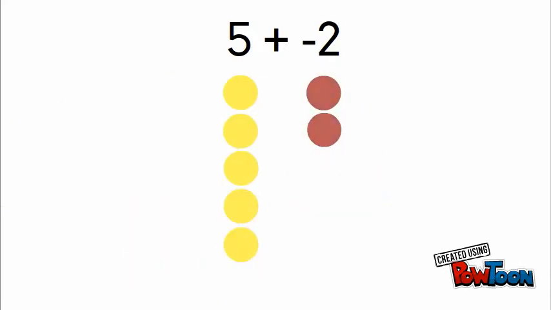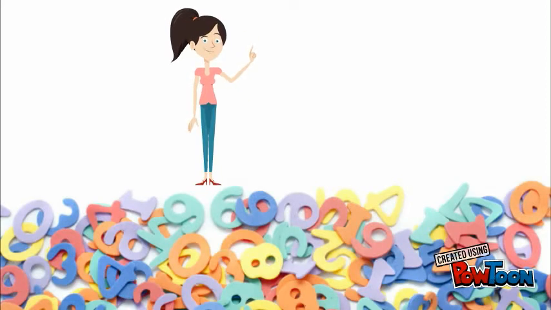A yellow chip and a red chip together form 0, or a 0 pair, which is highlighted with the gray box. There are 2 0 pairs in this example. Since they equal 0, we can remove them from our problem, and we're left with 3 yellow chips or 3 positives. We looked at what happens when you add a negative number and a positive number together using integer chips.